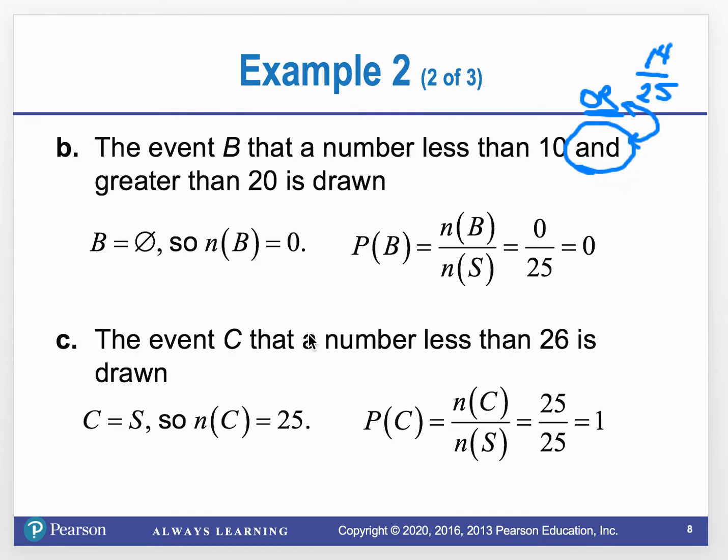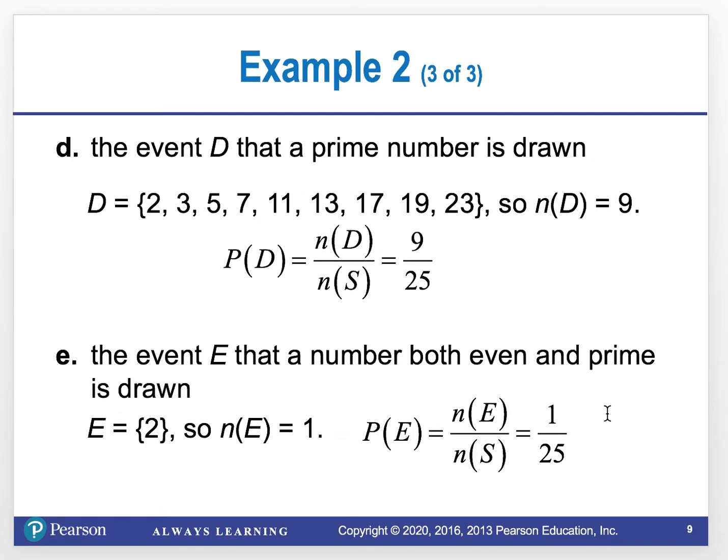What if event C is that a number less than 26 is drawn? Well, keep in mind our numbers only go from 1 to 25, so all 25 of them are less than 26, or 1. Right? We're about to talk about these two probabilities: a 0% chance that something can happen, 100% chance that something can happen. Or will happen, I guess, not can. If it's 100% chance, it will happen.